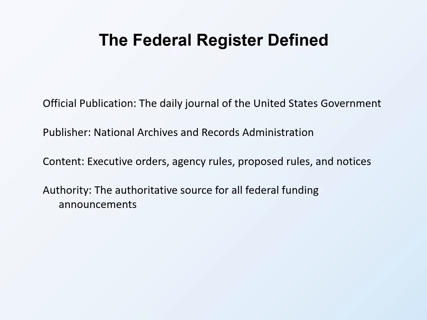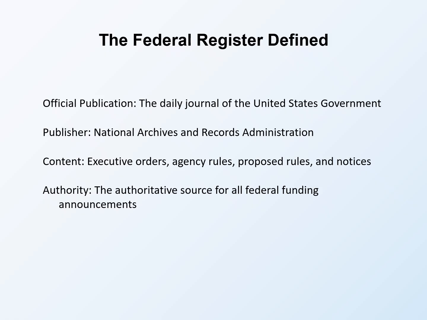As an official publication, the Federal Register contains the authoritative text of federal government actions. When agencies announce funding opportunities, those announcements appear in the Federal Register. This is not one source among many. It is the source from which all other listings derive.